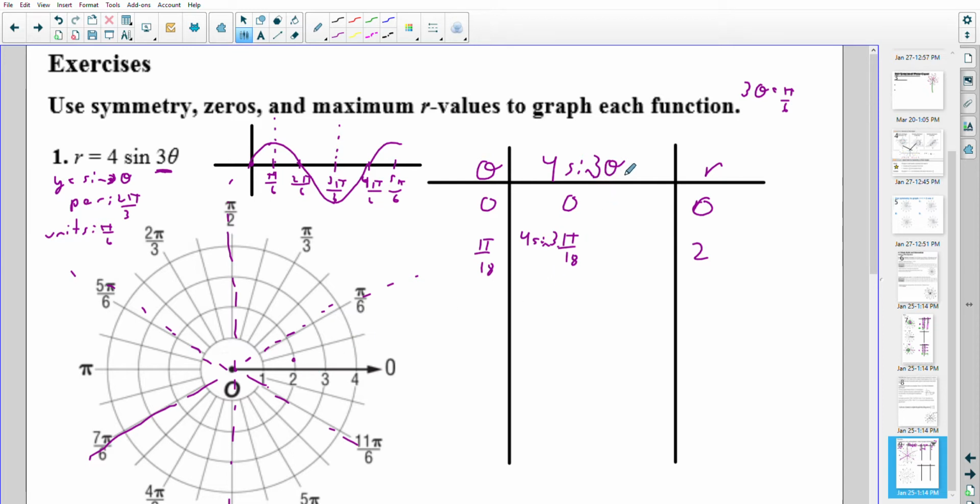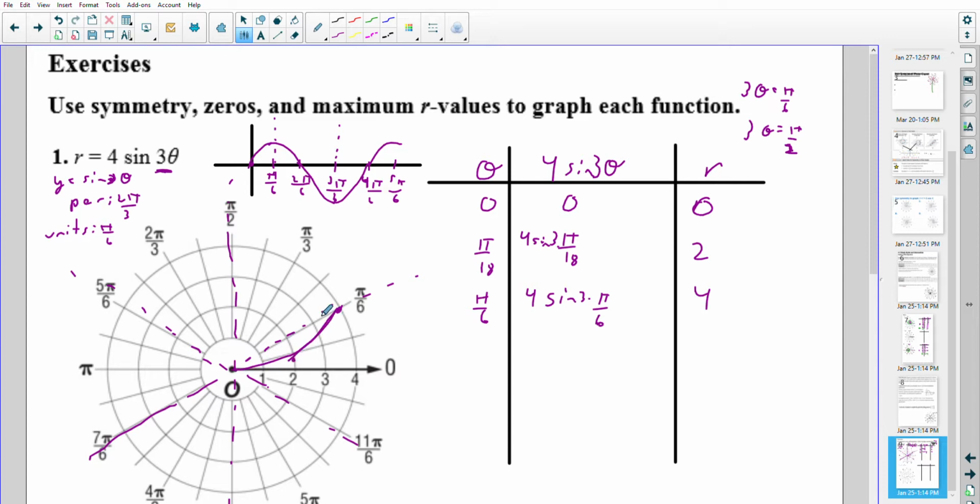Well, what would be the next point? It would be at pi over 2. So when does 3 theta equal pi over 2? That's when theta equals pi over 6. So my next point is pi over 6 for sine of 3 times pi over 6, which is pi over 2. And if I looked at the sine graph, that would equal 1, so this is going to equal 4. At pi over 6, it's equal to 4, which means really it looks like this.